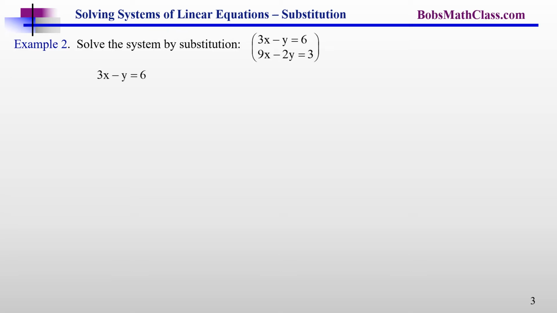So let's take the top row and get y by itself. So subtract 3x on both sides. That gives us negative y equals negative 3x plus 6. And then divide each term by negative 1. That'll get rid of the negative. All the signs change. So we have y equals 3x minus 6.